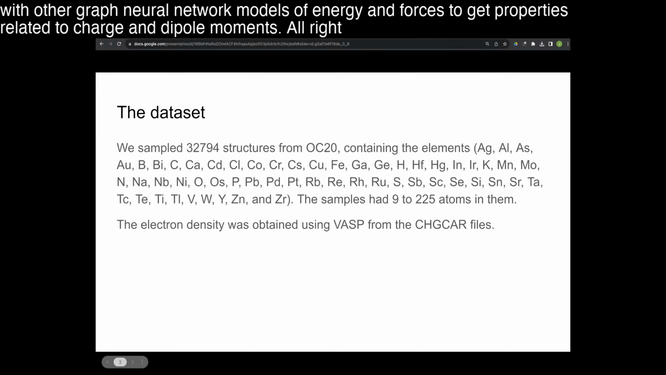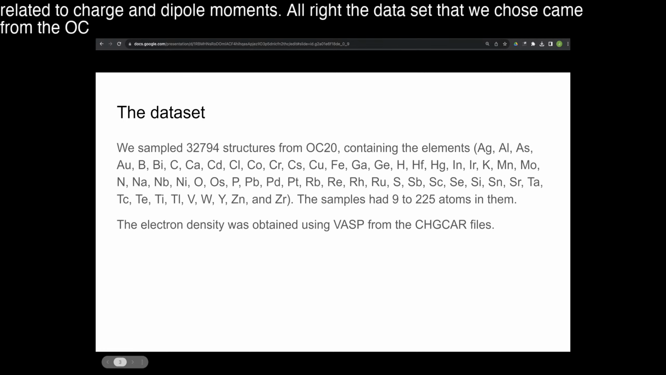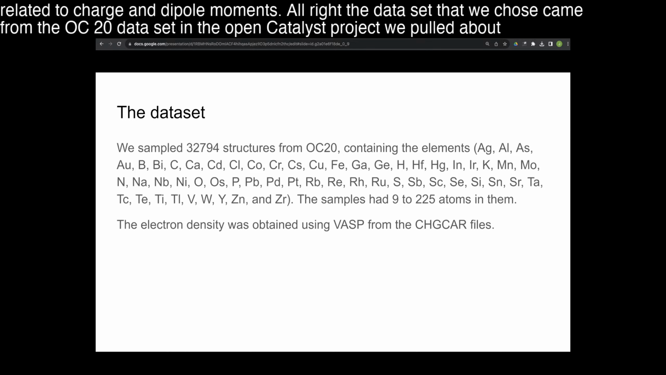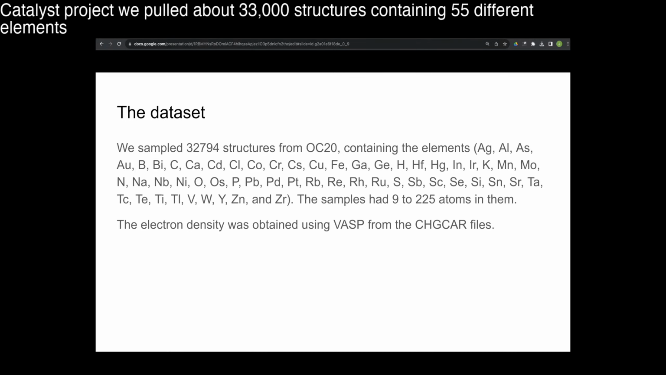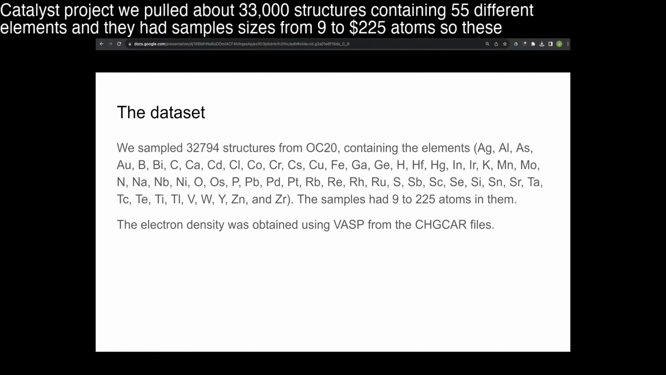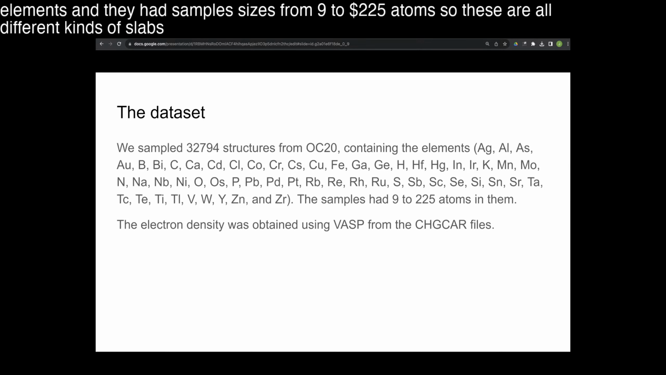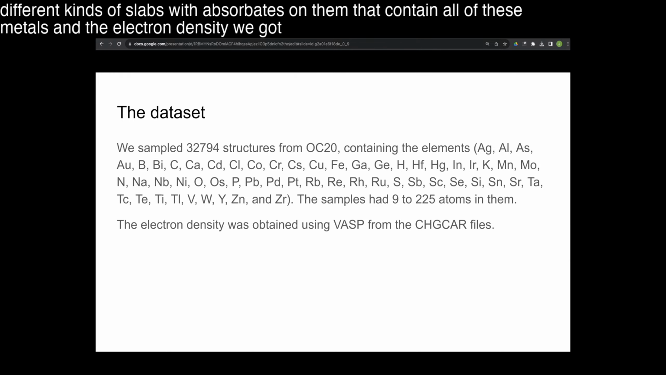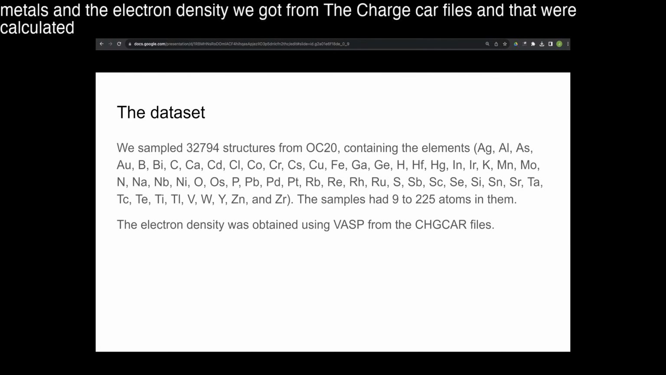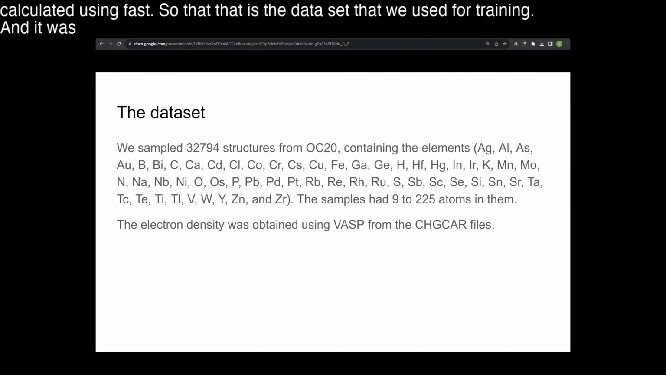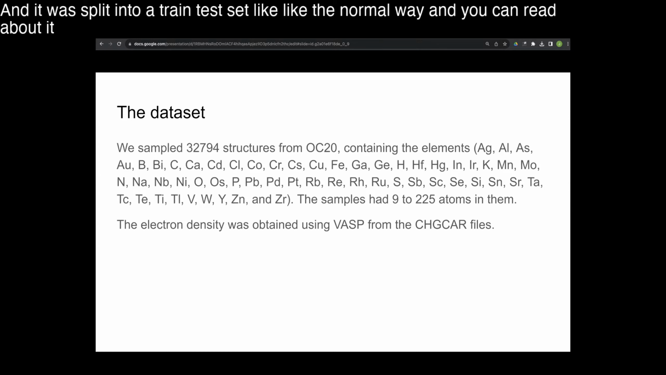All right, the data set that we chose came from the OC20 data set in the Open Catalyst project. We pulled about 33,000 structures containing 55 different elements, and they had sample sizes from 9 to 225 atoms. So these were all different kinds of slabs with adsorbates on them that contain all of these metals, and the electron density we got from the CHGCAR files that were calculated using VASP. So that is the data set that we used for training, and it was split into a train test set like the normal way, and you can read about it in the paper.